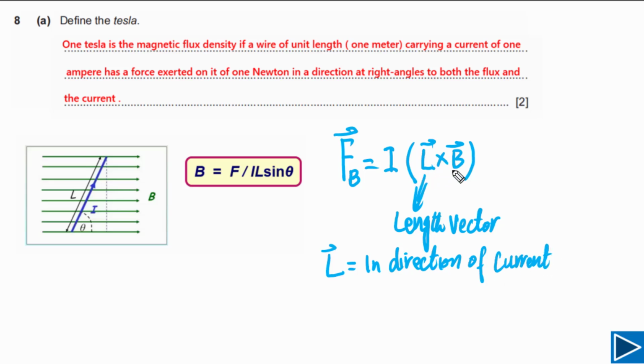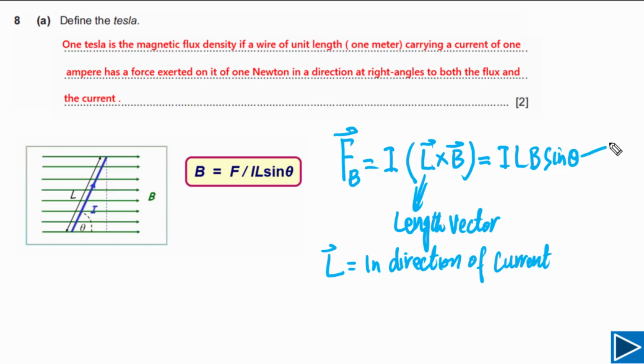And this order is also very important, because if you find L cross B using the right hand rule, you can find the direction of the force. So it has to be L cross B. You cannot write B cross L. If you do B cross L, the direction of magnetic force will be wrong. Now if we expand this, we can say this is equal to ILB sine theta.